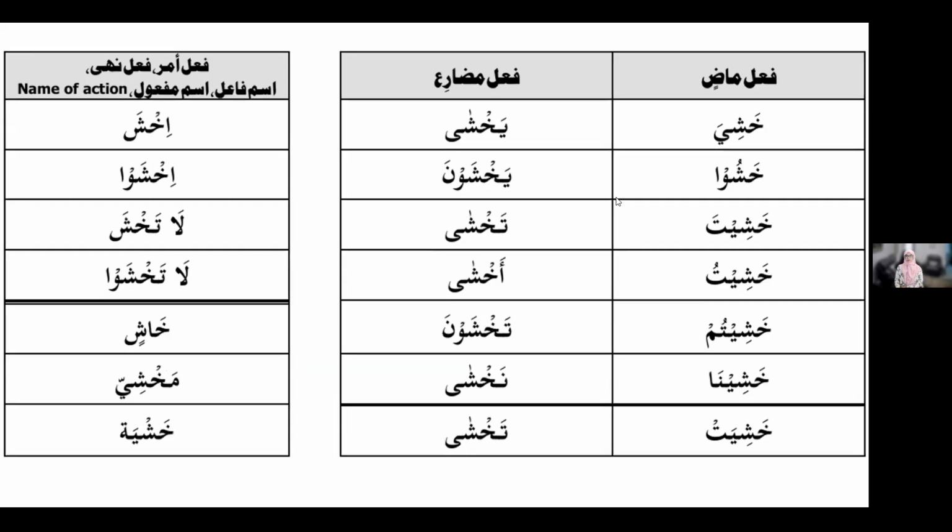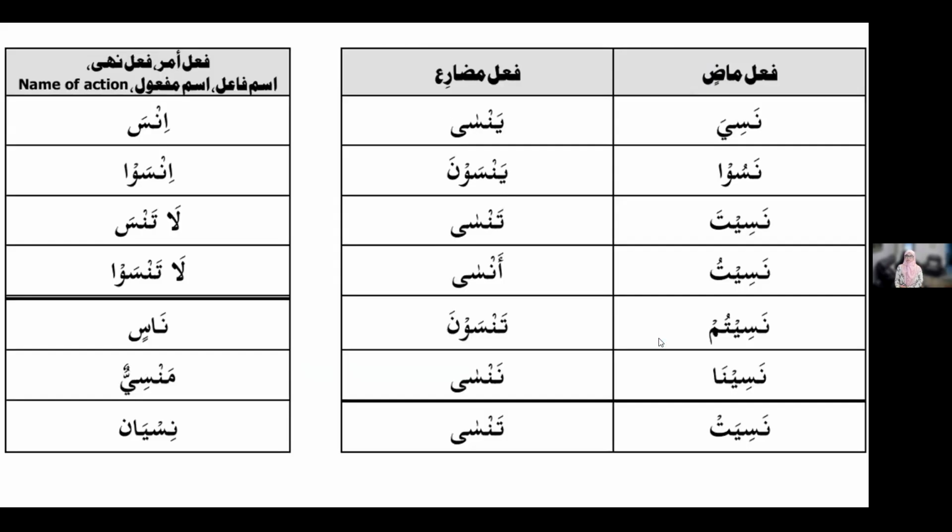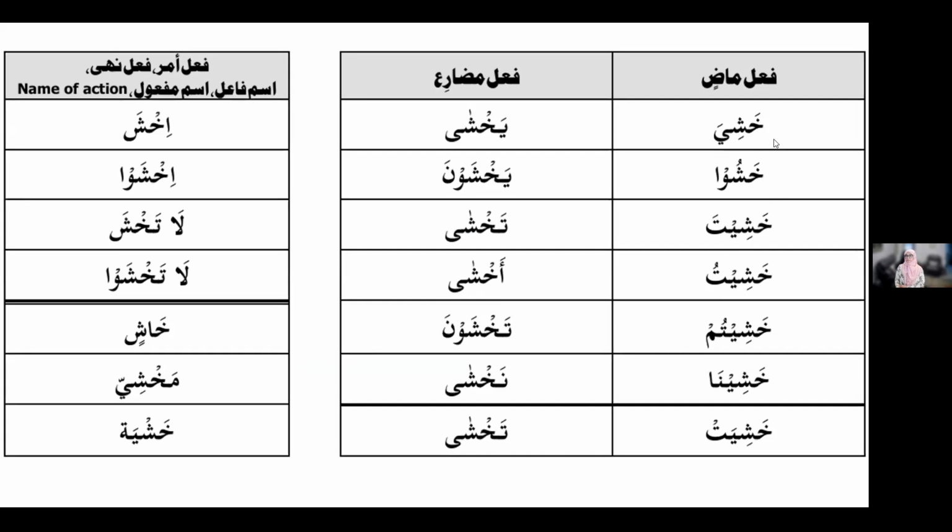Got it. Okay. So now the next word was here khashia. So nasiya, khashia, laqiya. So we are going to do khashia. So khashia, let's practice khashia. Fozia, can you do khashia?